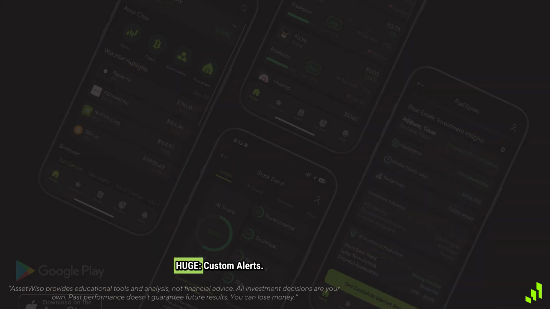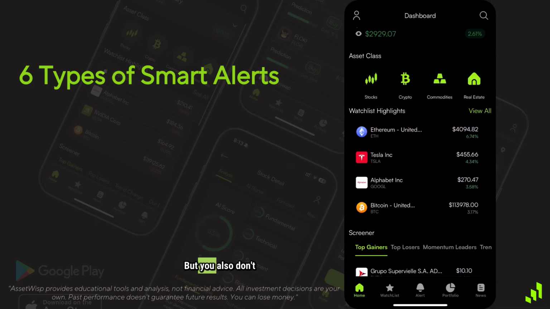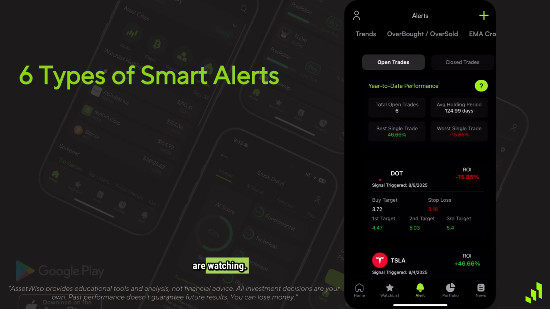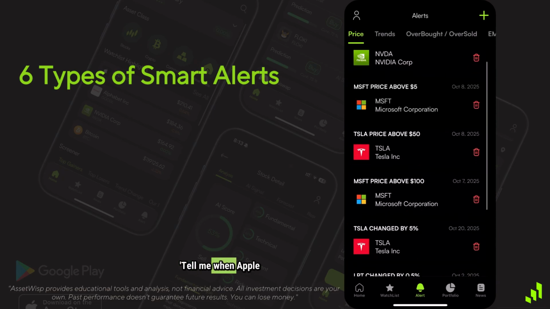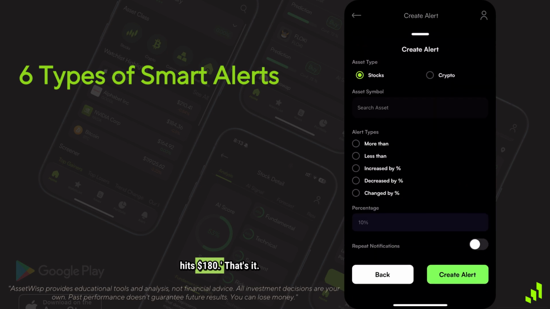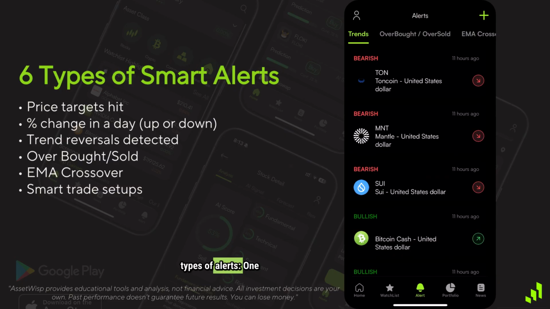Okay, this one is huge. Custom alerts. Here's the pain point. You can't watch the market 24/7. You've got a job, a life, things to do. But you also don't want to miss important moves on stocks or crypto you own or are watching. Most apps give you basic price alerts. Tell me when Apple hits $180. That's it. Limited. We give you 6 types of alerts.